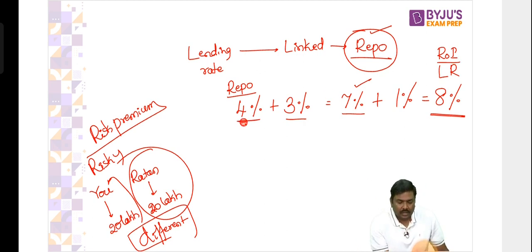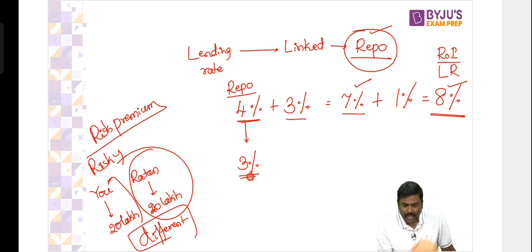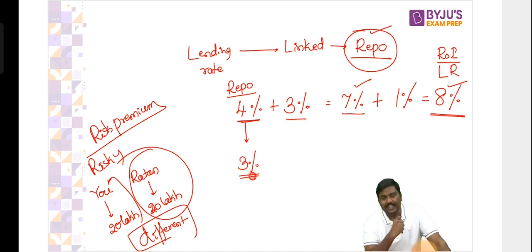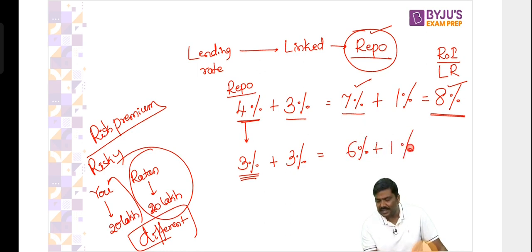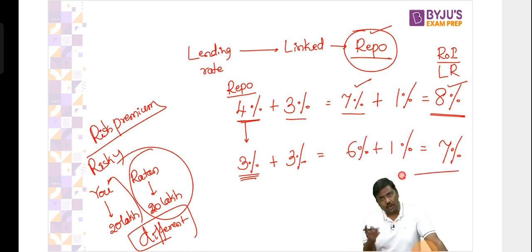Now have a look at this. The rate of interest charged by the bank is 8% right now. What if the repo rate falls to 3%? What will happen to the calculation? Repo rate is 3% plus the 3 more percent, that is profit, tenor premium, negative carry on the CRR, etc. So 3% here, it will become 6%, and 1% is the risk premium. What will happen to the lending rate? The lending rate automatically will become 7%.